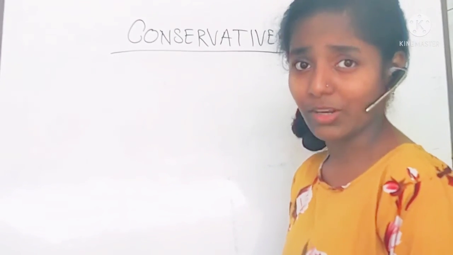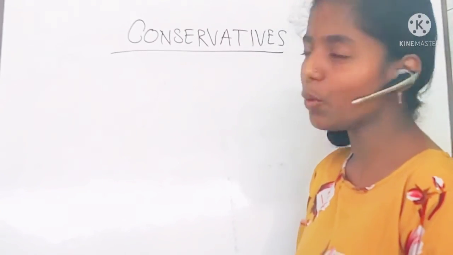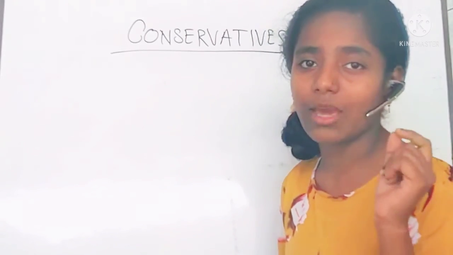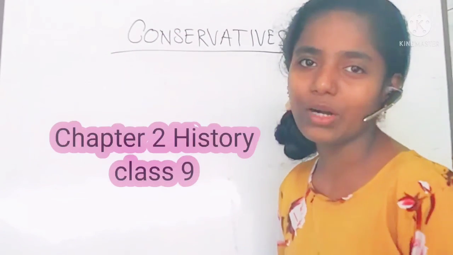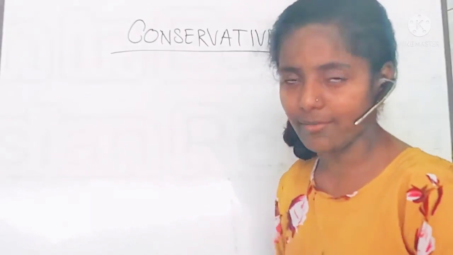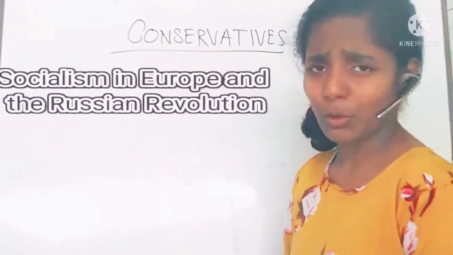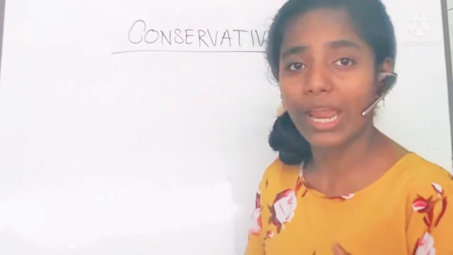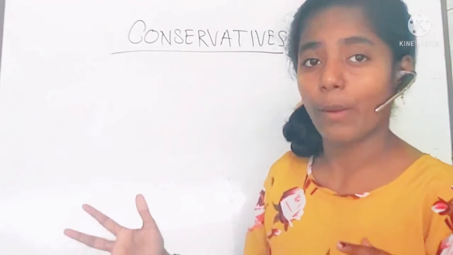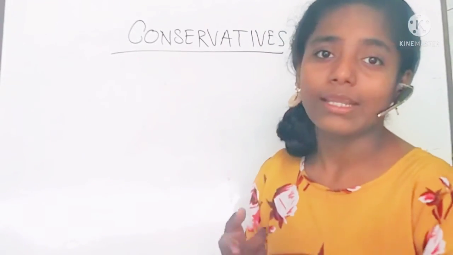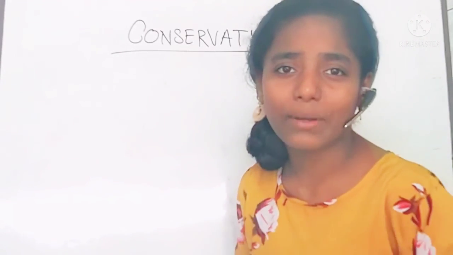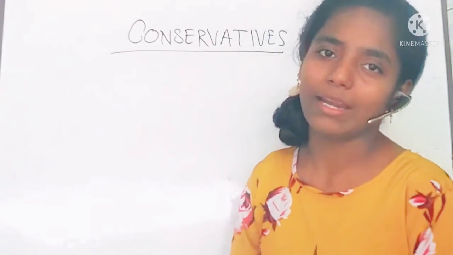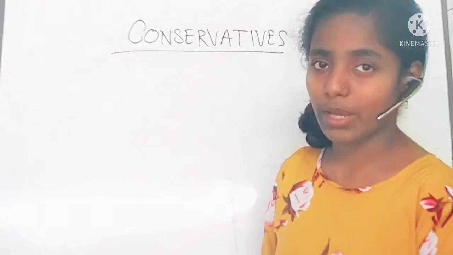What conservatives, ma'am? Will you please tell me? Yes, I'll definitely tell you. We are discussing the history chapter number 2, Socialism in Europe and the Russian Revolution. Don't see the board, don't be confused about what we are going to begin. Listen, we have discussed a lot about the introduction to socialism in Europe and the Russian Revolution. We have seen the major differences between capitalism and socialism. We have talked a lot about rebels and radicals, and today we are going to begin with conservatives.